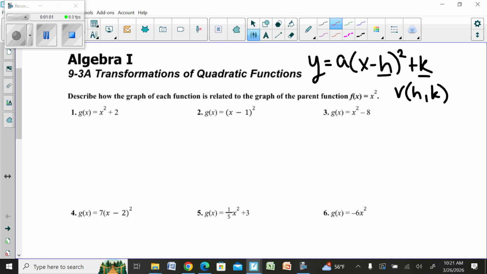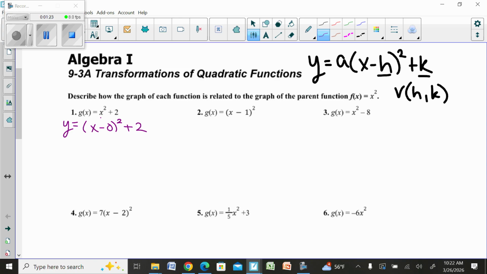So if you look at number one, I'm going to do a couple of these with you, and then you are on your own for number one. I'm going to just change this. I'm going to take the g of x to y equals, just to make it simpler. This actually is in vertex form. I can expand that out and call it y equals (x minus 0) squared plus 2. And now I'm in what's called vertex form.